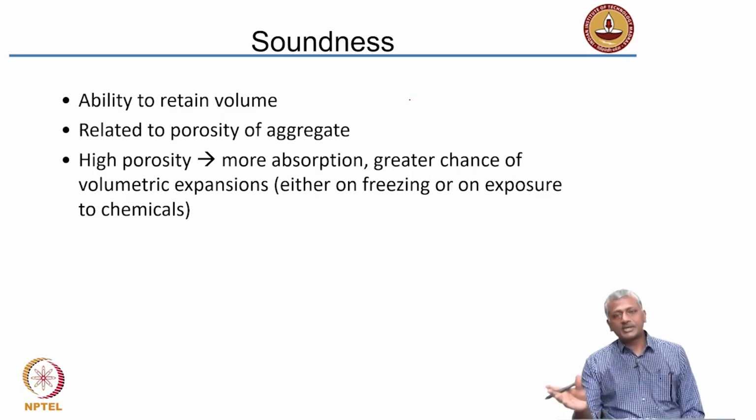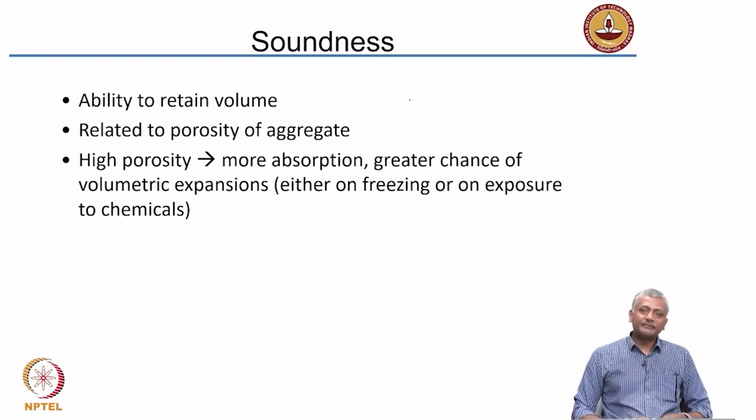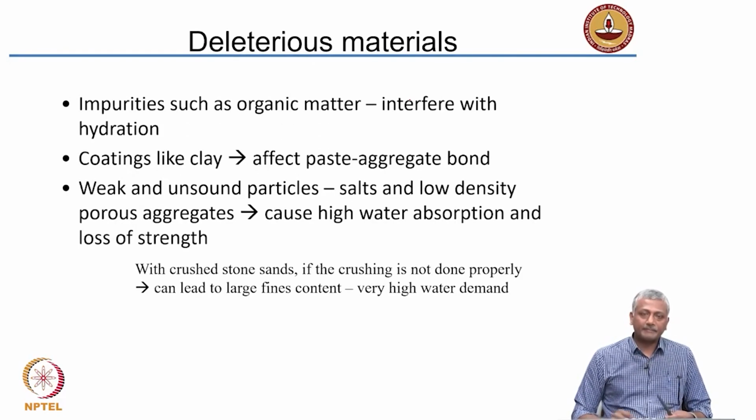In most cases, when you are quarrying the aggregate, you get a uniform source or uniform type of material. In such cases, you do not really get problems with soundness unless you are going with a bad quality mineral. But when you go for riverbed gravel, you will get a mixture of different components. As a result, you may end up with some unsound particles also. You need to be careful about that.